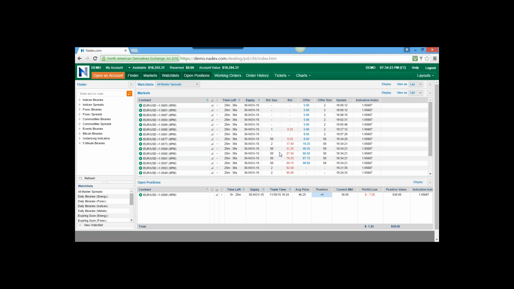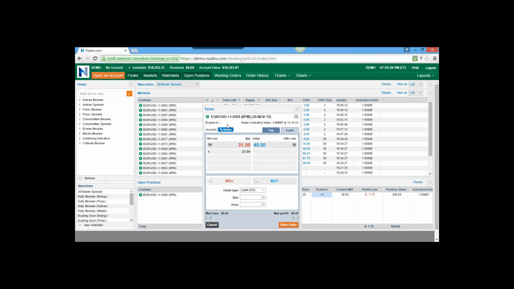Now, let's look at something here though. Let's look at this binary right here. And what is this saying? This statement says the euro dollar to be above 0.569. Well, right now the market's at 0.567. So it's only 2 ticks away. Someone was asking earlier, what do you mean by volatile? Well, right now I can buy this for $40. If it expires in the money, it's worth what?